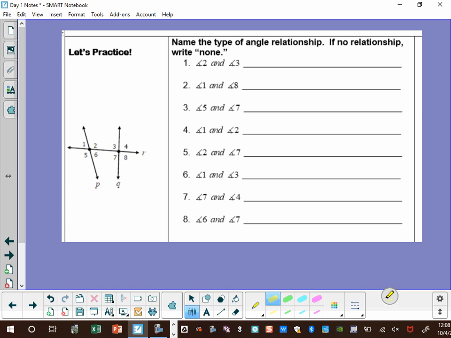2, 6, 3, 7. All right, here's my interior right here. We all agree. I will allow you to abbreviate as long as I can tell what you're trying to say for the angle relationship. So let's see, angles 2 and 3. Good, they are consecutive interior, right? We're going to write that. I like to abbreviate angles too, with the angle symbol. So consecutive interior angles.